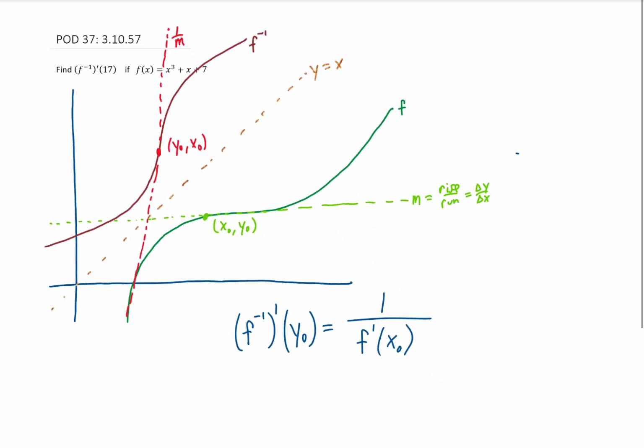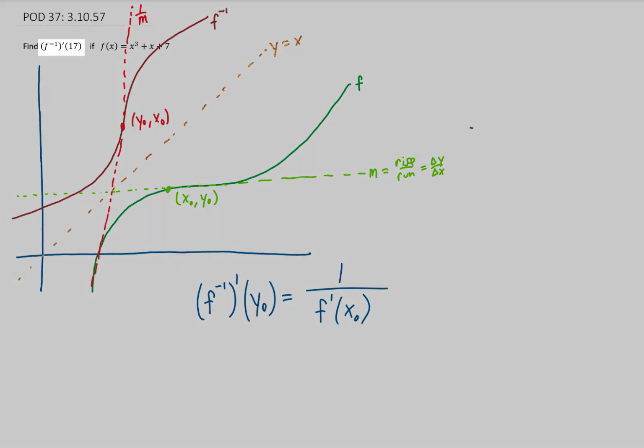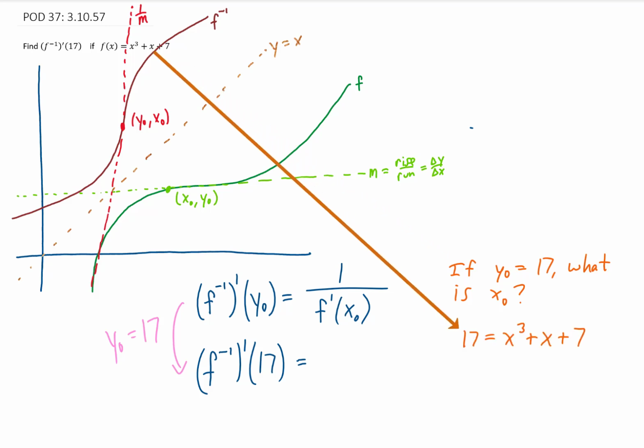Let me shrink this whole thing down a little bit so we have a little bit of room to do this problem now. We want to find f inverse prime of 17. That tells us that our y naught in this formula is equal to 17. If we're going to use this formula, we need to figure out what x naught is first. They gave us a function up here. We can plug y equals 17 into that function and see if we can solve that for x.